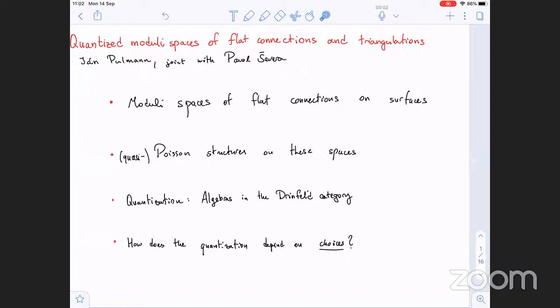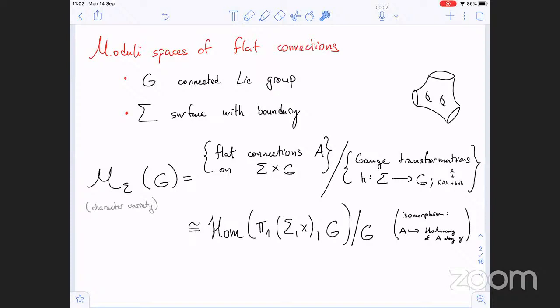So first let me just talk about moduli spaces of flat connections. For me, G is just a connected Lie group. And sigma will be a surface with a non-empty boundary. I will always consider non-empty boundaries. And then one can look at this space I will call M sigma of G, okay? And this is the space of all flat connections on the trivial bundle on G. Because the surface has non-trivial boundary, all the principal bundles are trivial.